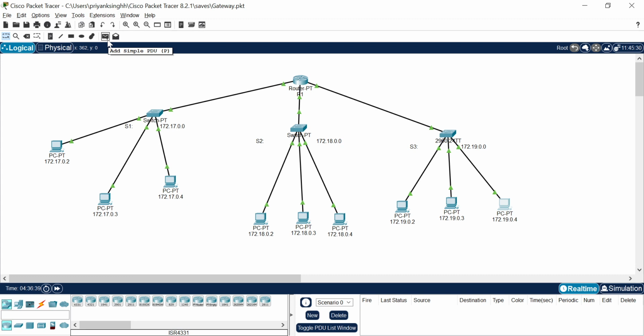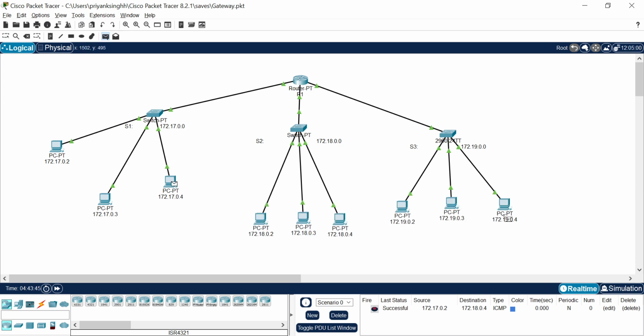Now I have to test whether I am able to communicate external to the network or not. Suppose I want to communicate from 172.17.0.2 to 172.18.0.4. For the table population, I have pressed the forward button for some time. Now I have to select the PDU and select the source and destination over here. I got a successful message, so it indicates that I am able to communicate between 172.17.0.2 and 172.18.0.4.